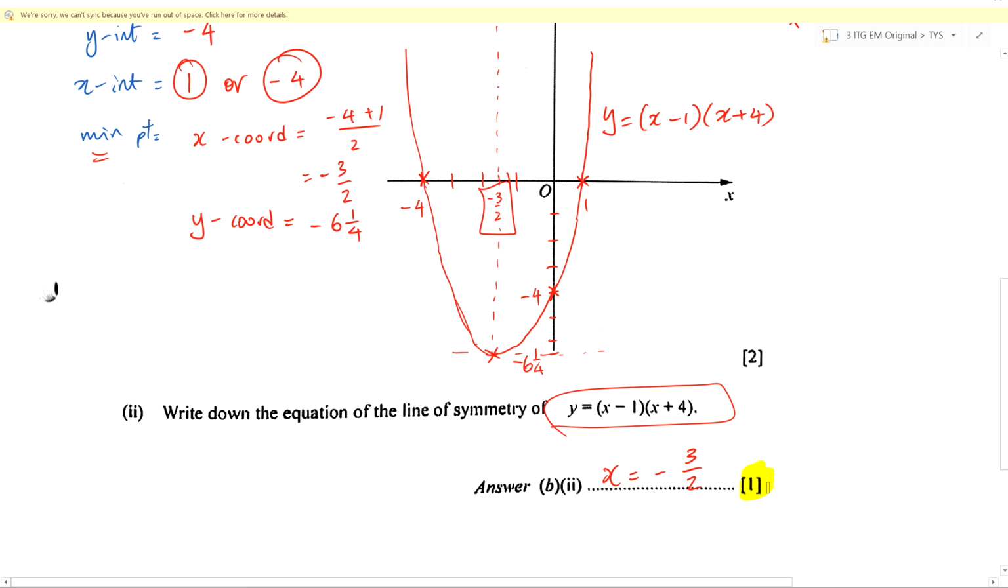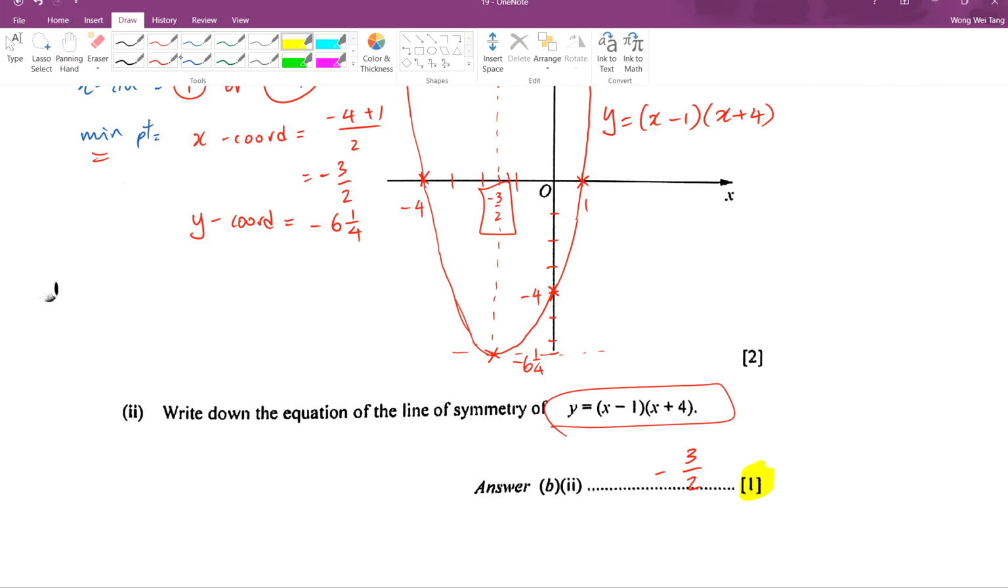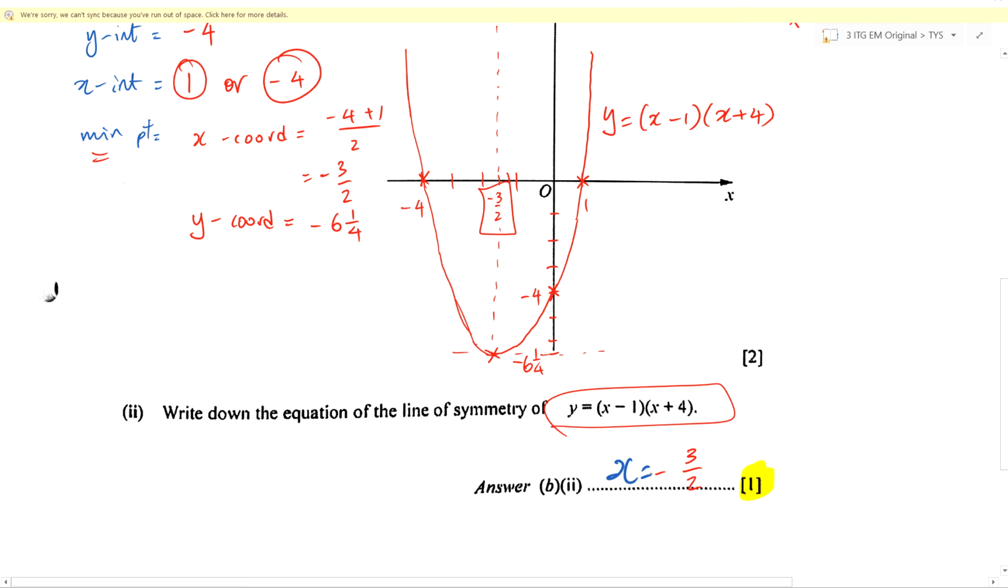This is a 1-mark question, which means if you leave your answer like this, look at the screen, you get 0 marks because the equation is not negative 3 over 2. Negative 3 over 2 is a number. The equation of the line is x equals negative 3 over 2. Then you get your 1 mark. Check your work.